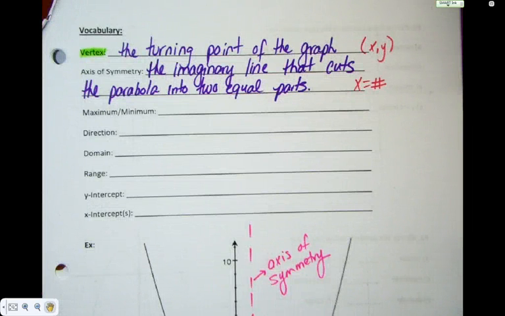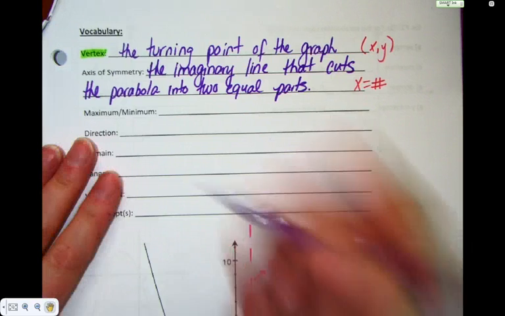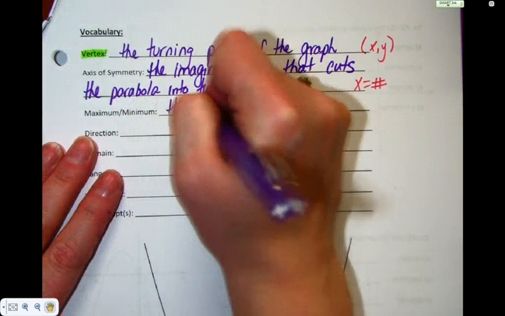The maximum or minimum, you're going to have one or the other. What kind of parabolas would have a maximum value? Down parabolas, right, because they go like this. They've got a high point, which is the maximum. What kind of parabolas have a minimum? Up parabolas. The definition is either the highest or lowest point.